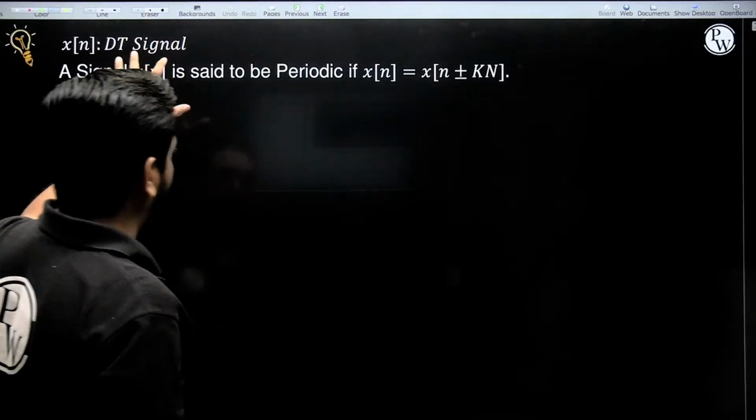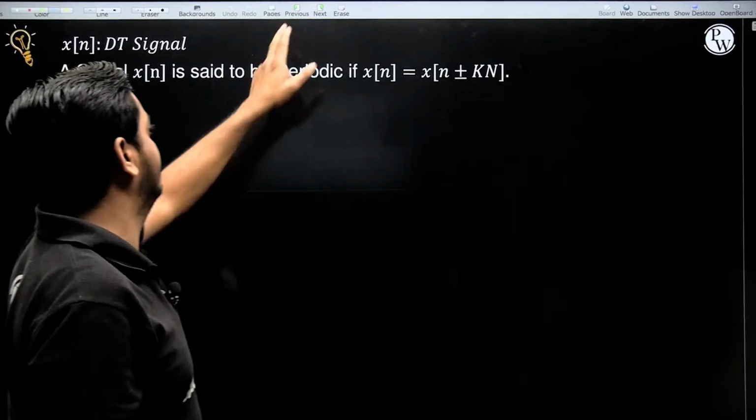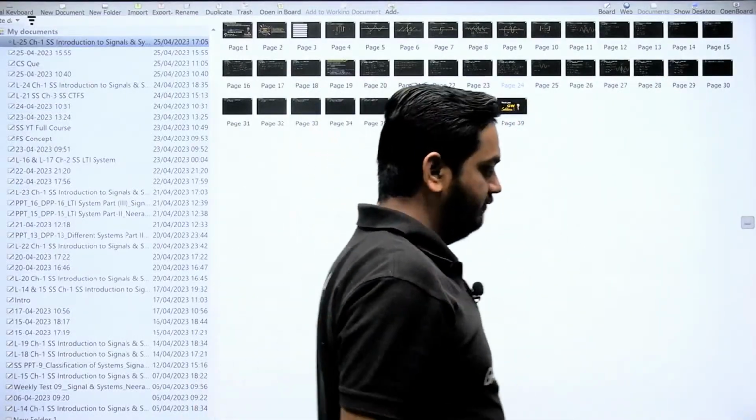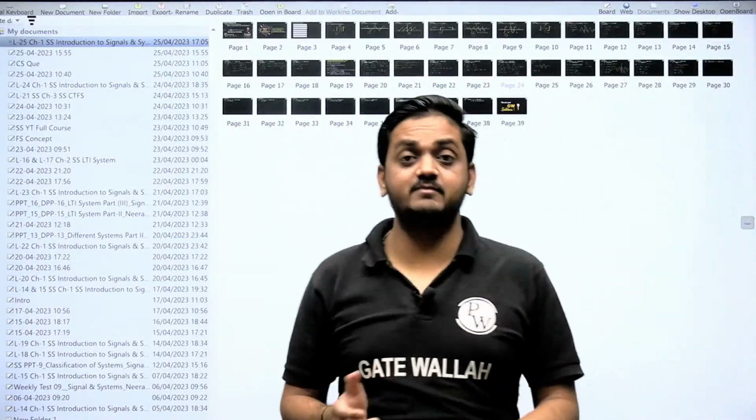Now we will see the periodicity for discrete time signals in the next class, guys. Okay. Same thing we will see. We will understand it for discrete time signals also.